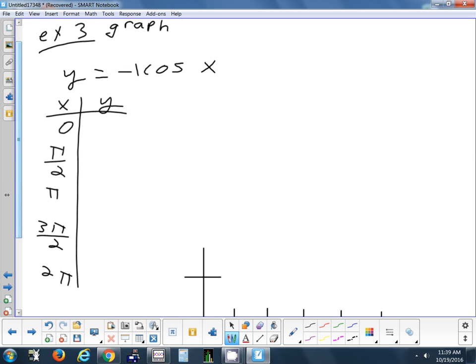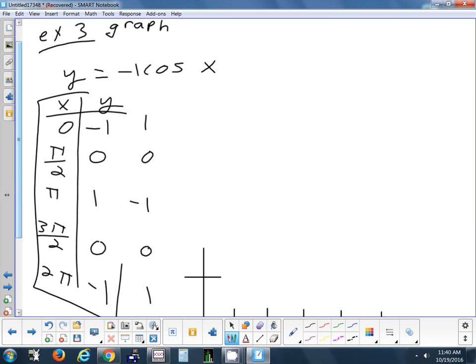And normally my y values for cosine would be 1, 0, -1, 0, 1. It would have kind of that V shape when you graph it. Well, this one, I'm going to switch the sign of all your y values. And it's going to look like that V shape flipped over.